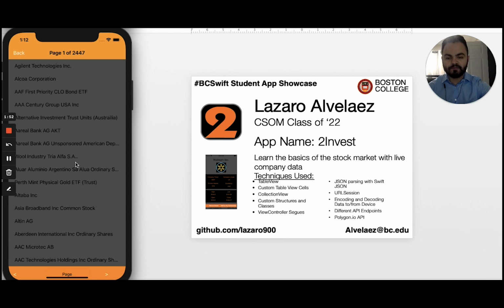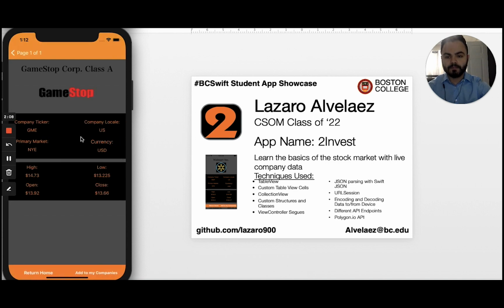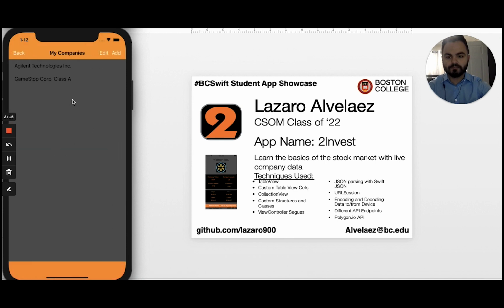Navigating this database can be very difficult, especially with the large number, but users also have the option to search for the companies that they want to look at. For example, I'm a very big fan of video games, so maybe I want to look at GameStop. And when I do so, GameStop shows up. Here, once again, I see all the information for the company. I can add it to my favorites, and now the company is here.